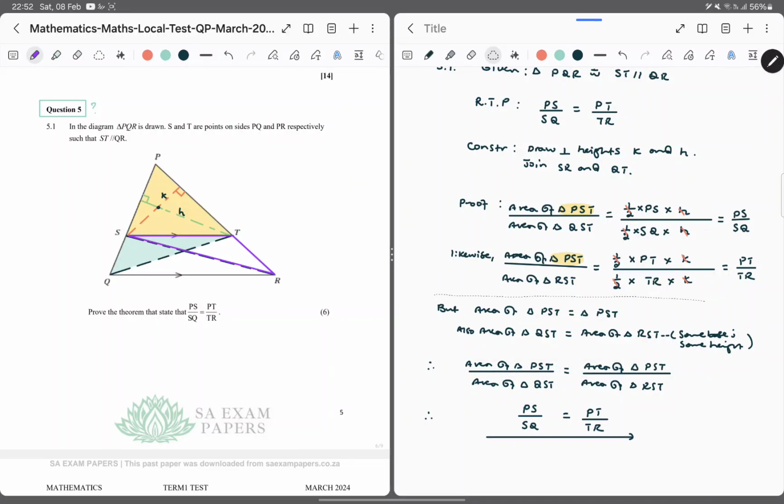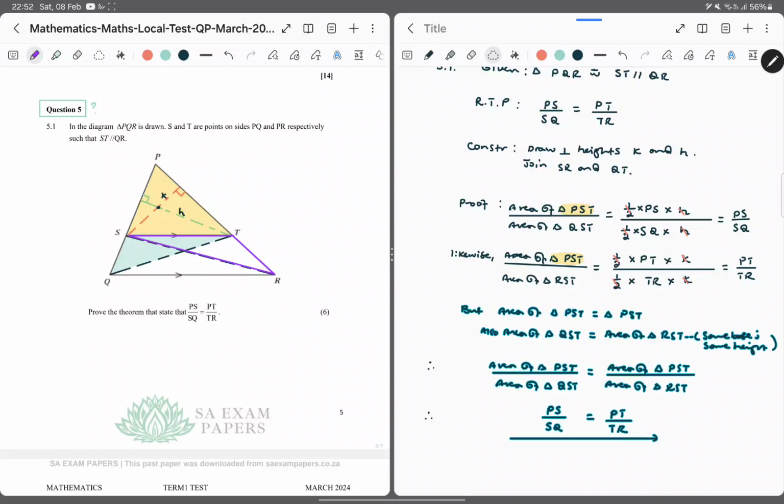Okay, all right. Ideally, these equal signs must almost form a straight line.